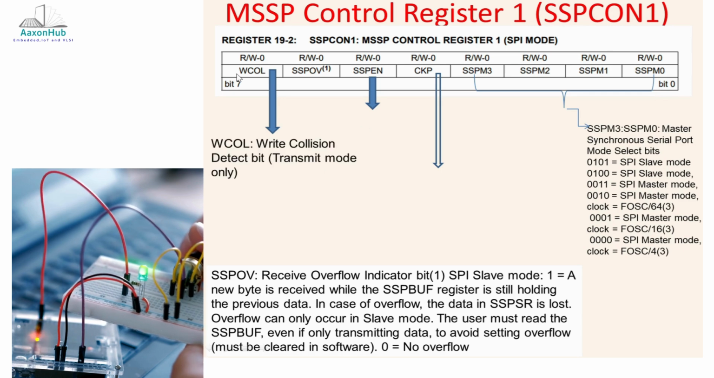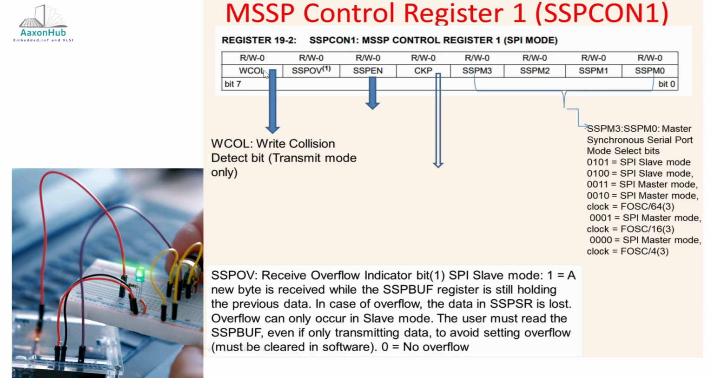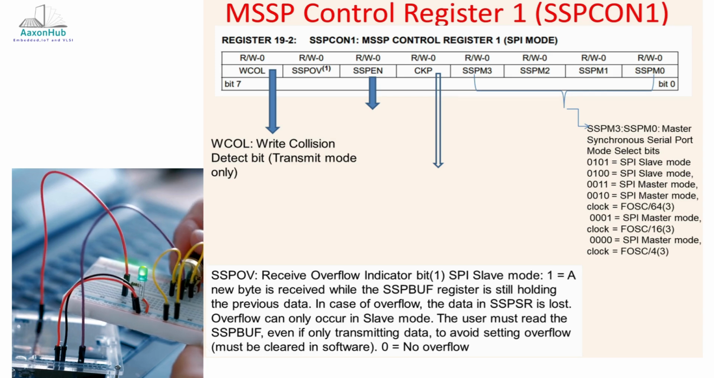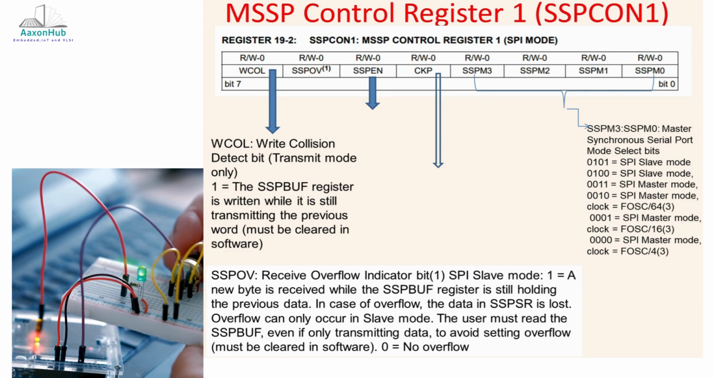Next bit is the WCOL bit. This WCOL is nothing but the write collision bit. When this bit is 1, the SSPBUF register was written while it was still transmitting the previous word, and whenever this bit is 0 it means there is no collision. So the indication of whether the previous data is still transmitting or not is defined through the collision bit.